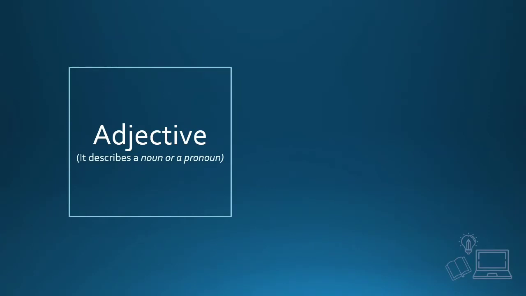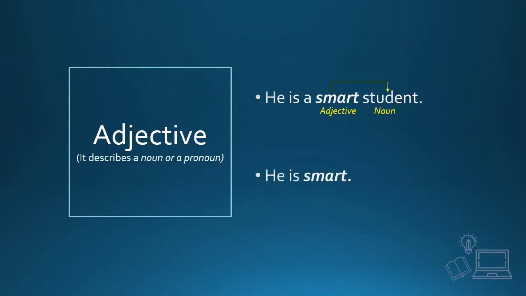Let's have a look at the examples of adjective. The first sentence, he is a smart student. Dalam kalimat ini, the adjective smart menjelaskan the noun student. The second example, he is smart. Dalam kalimat ini, the adjective smart menjelaskan the pronoun he.